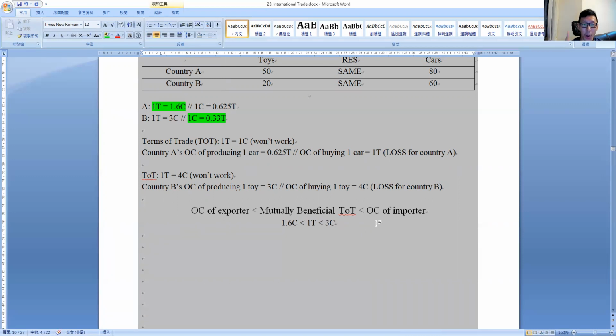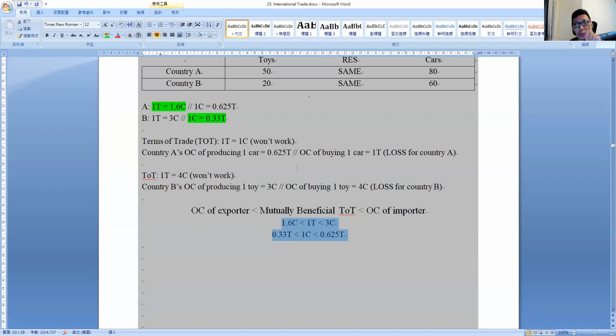Okay? Or, if you don't like it, you can also use another angle. Let's say 1C. What would be the possible range? It should be 0.33T. Right? So this time if 1C, it equals how many T? Remember, country B exports car at 0.33 and the import is this one. Either of these will do in the examination. When the exam asks you, either of them will do.